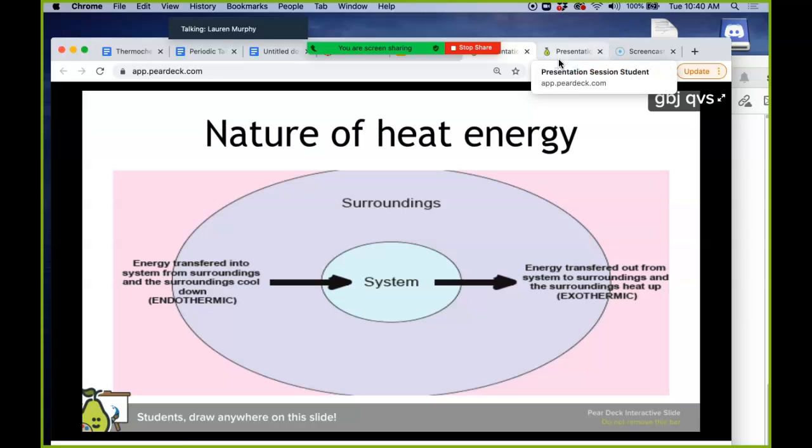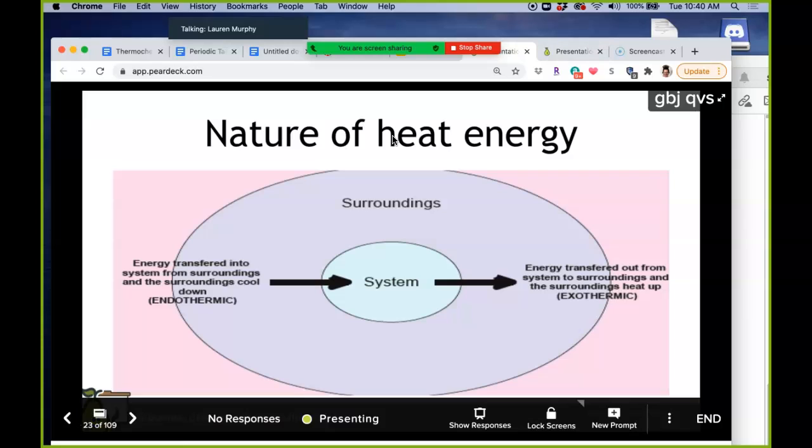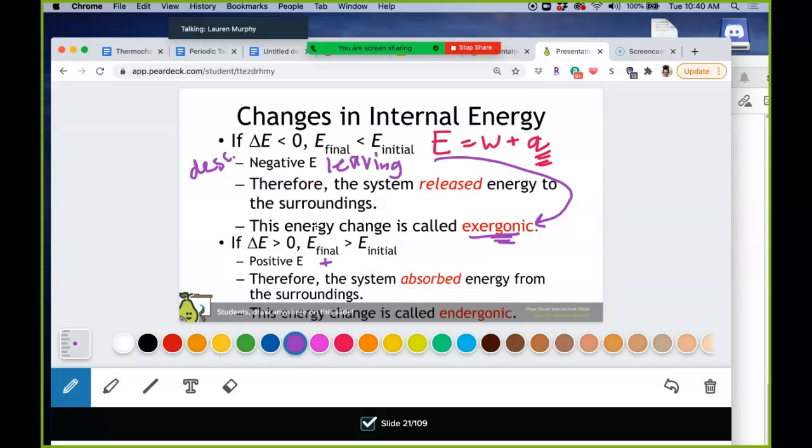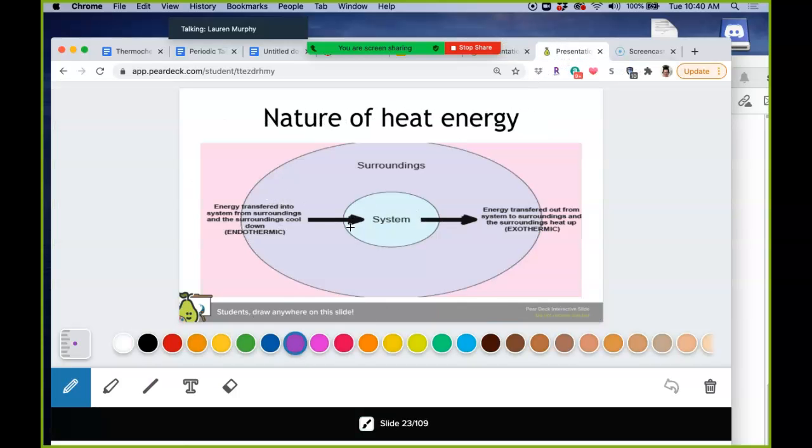Okay, so again, when we talk about energy in terms of heat, we have different words for them. So in bio, you called this endergonic, and you called this exergonic. Now we're focusing solely on heat. So this is Q. This is not heat and work.